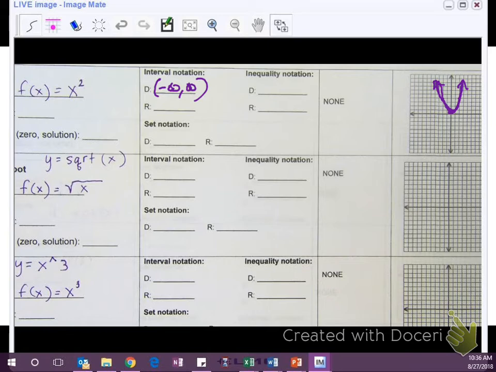But what is the range? 0. And which kind of endpoint? Parentheses or bracket? Bracket. Because it is touching, and then it goes to infinity. So all the y values are going this way. It's going up forever, but starting at 0.